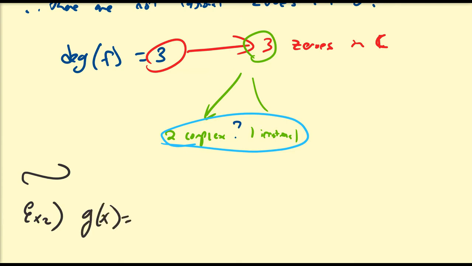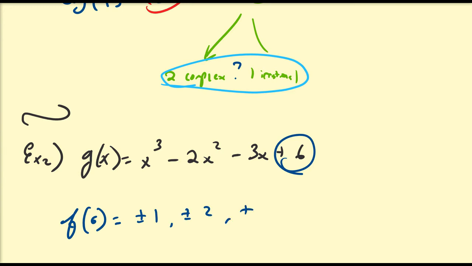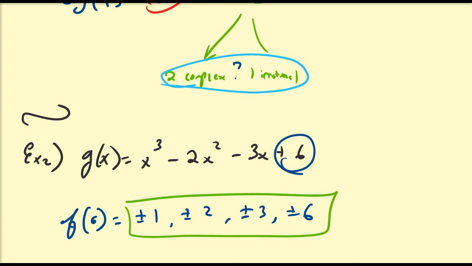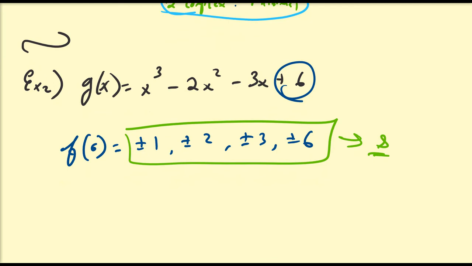Let's look at g of x is equal to x cubed minus 2x squared minus 3x plus 6. So now we have a constant coefficient of 6. So the factors of 6 are going to be plus or minus 1, plus or minus 2, plus or minus 3, and plus or minus 6. Therefore, the set of numbers that we need to consider is 8 of them. It's 4 of these factors and their opposites. So if we try all these 8 and none of them work, that means all of them are either irrational or complex.